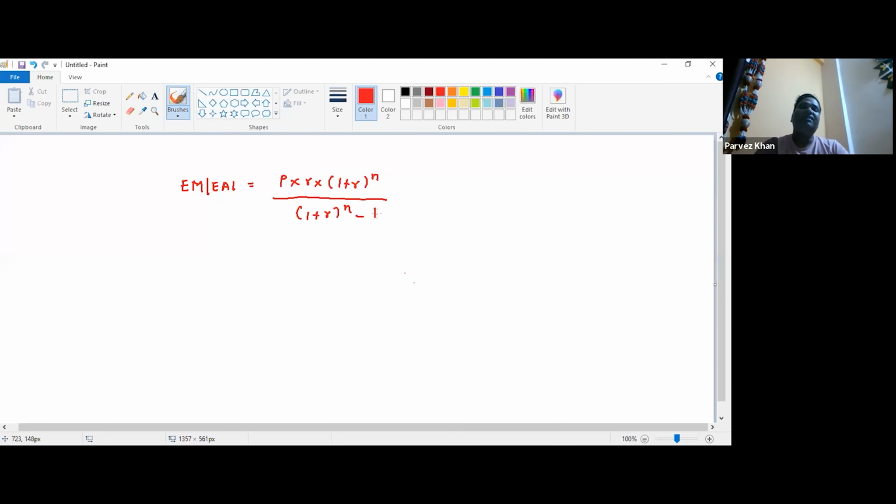Right? So this is the formula for annual installments. Either I say EMI or EAI, it's the same thing. Either we say monthly installments or annual installments, the only difference is if I'm telling monthly, R will be divided by 12 and time will be multiplied by 12. Okay. So here P is the principal amount, R is the rate, N is the number of years or number of installments.